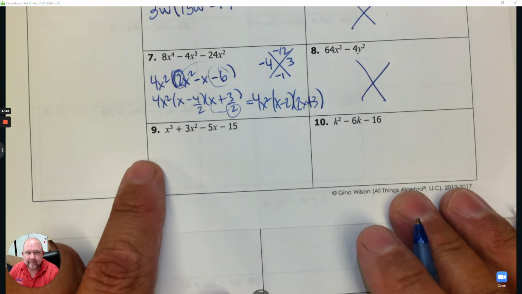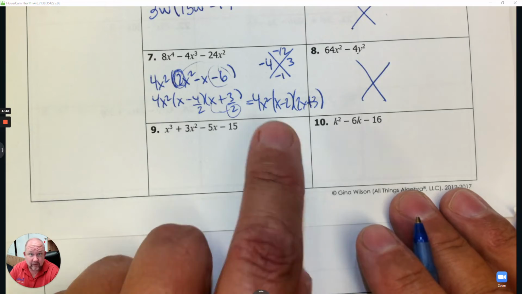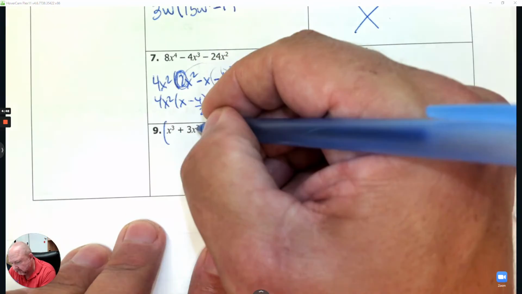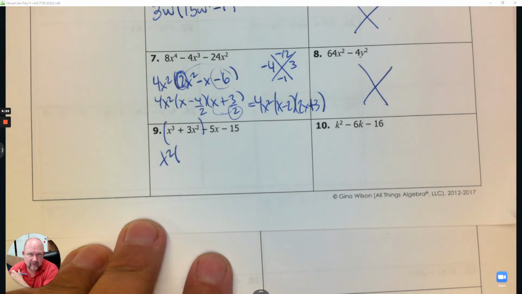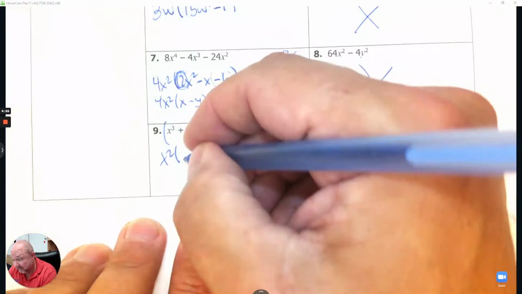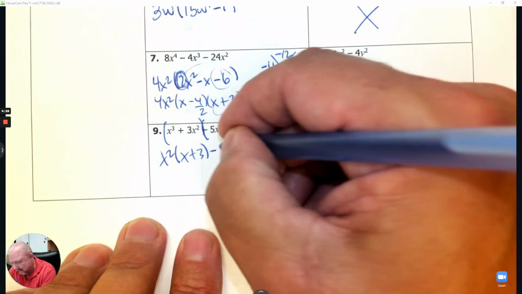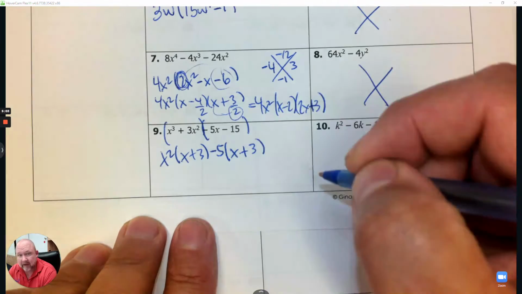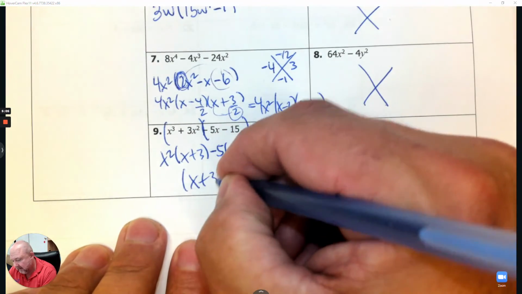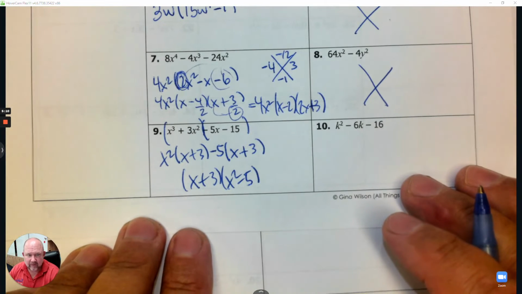Number 9. I notice there's nothing they all have in common, and there are 4 terms. So this is going to be grouping. So we look at the first 2, take the least amount of x, and that's the greatest common factor. Then divide. When you look at the last two, we have a negative 5, so that's what I'm going to factor out. When I divide a negative by a negative, it becomes positive. And they share x plus 3, and x squared take away 5 is what's left over.